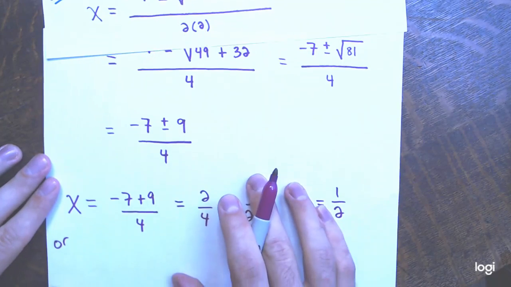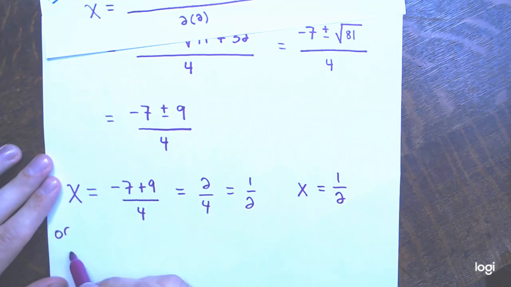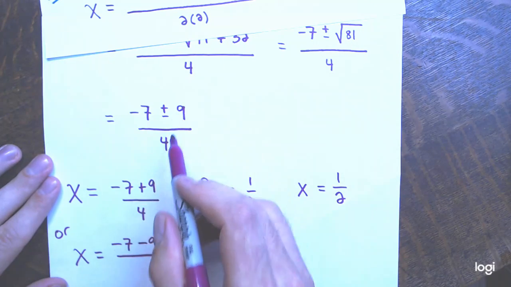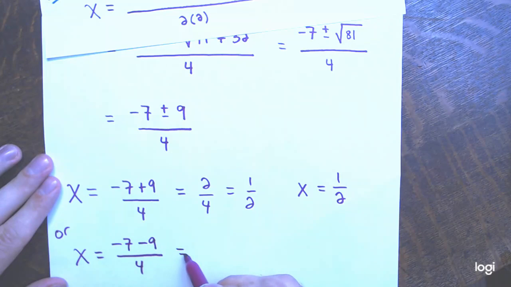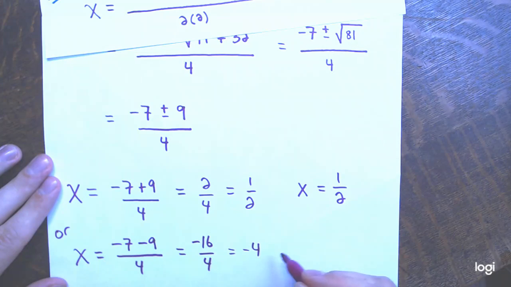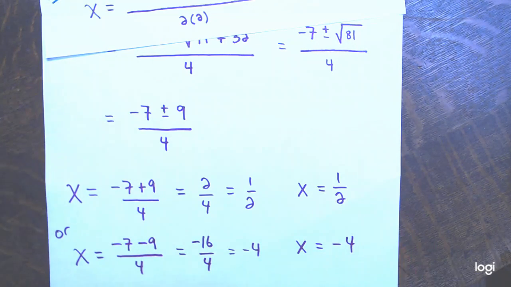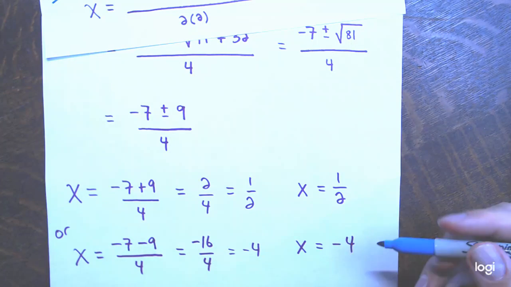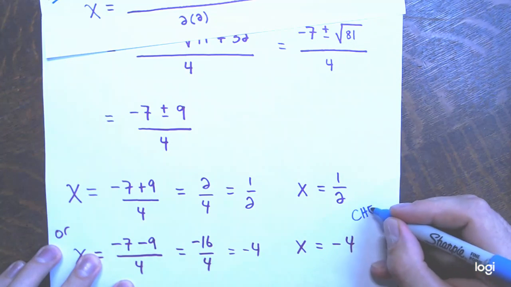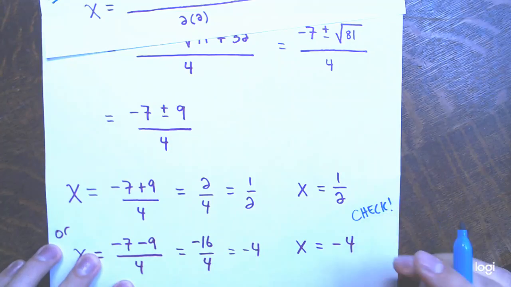Or, and then the one with the minus, x equals negative 7 minus 9 in the numerator, divided by 4. Well, negative 7 minus 9 is negative 16, divided by 4 would be negative 4, right? All right. So again, check these, right? Do not forget to check your solutions back in the original equation.